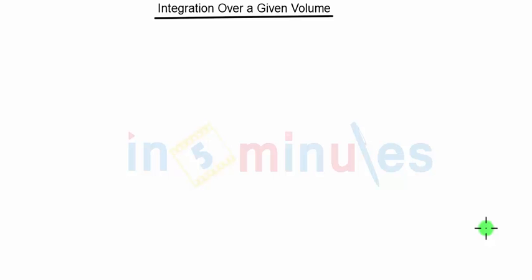In this video we are going to see integration over a given volume. Till now we have seen how we can use double integration to find an area. But now we will see how we can use integration to find the volume of any three-dimensional figure. Why? Because volume is for a three-dimensional figure and area is for a two-dimensional figure.